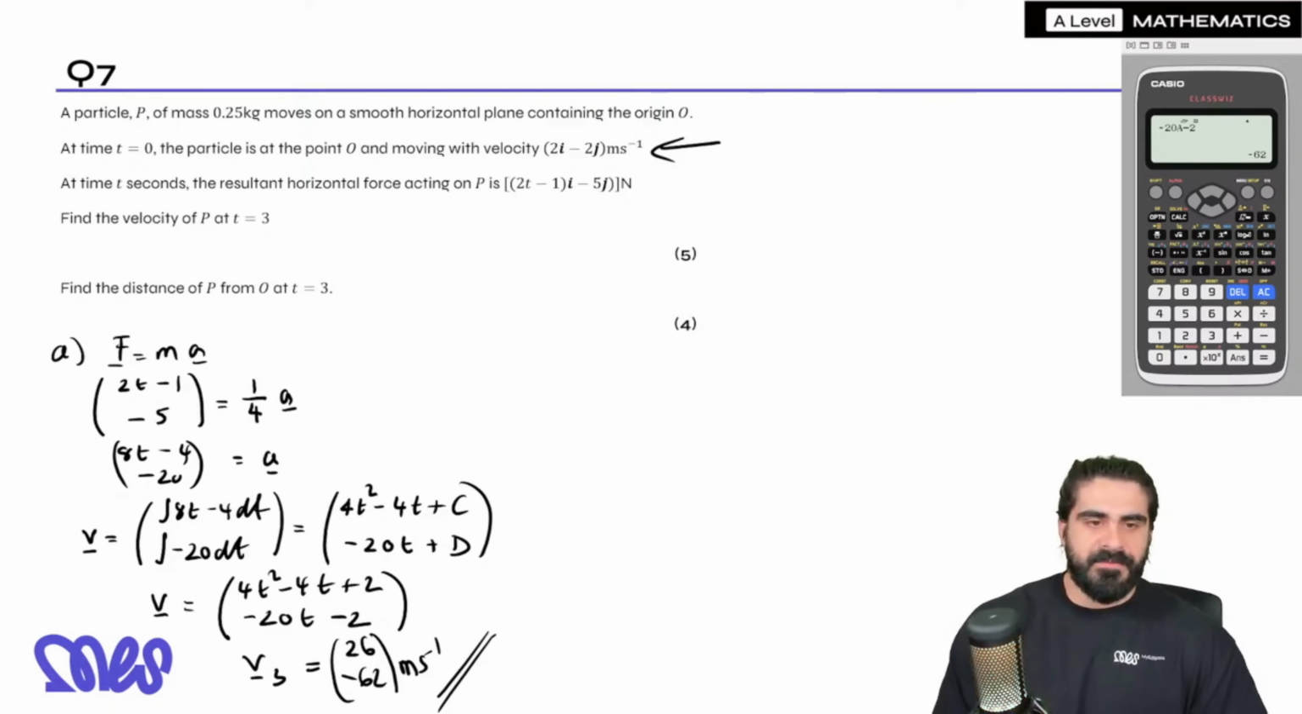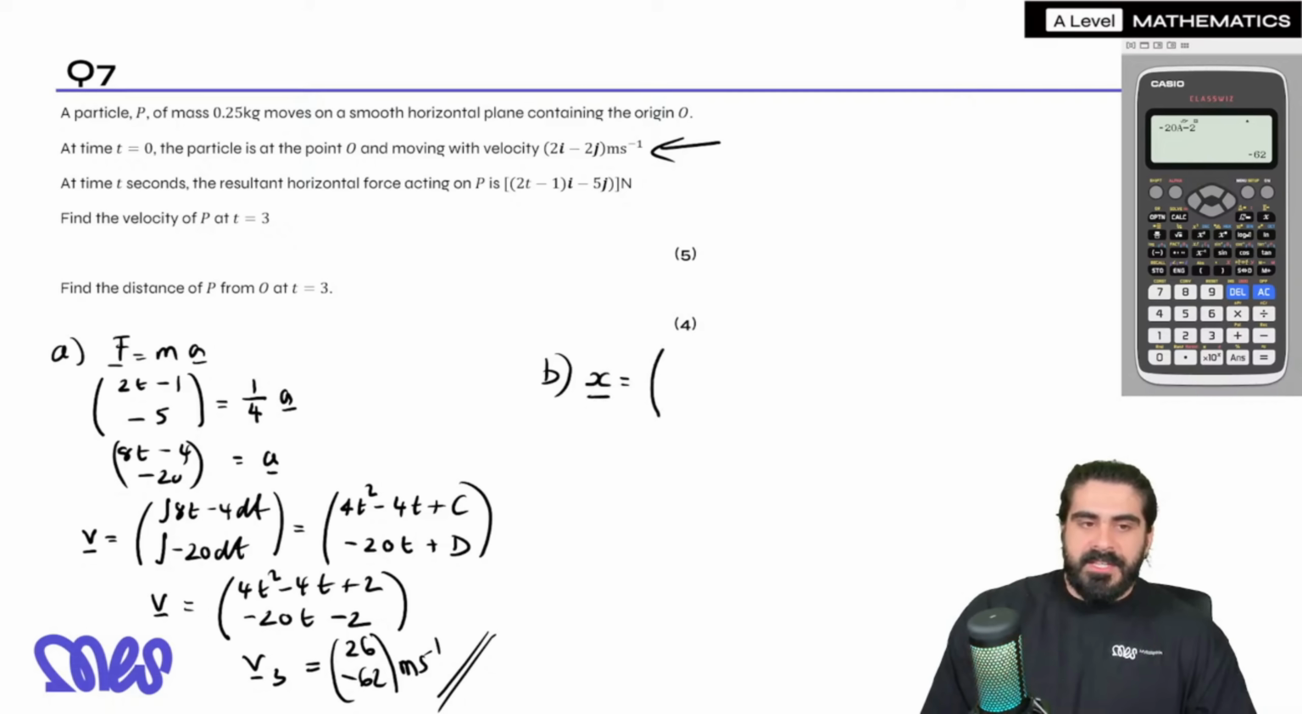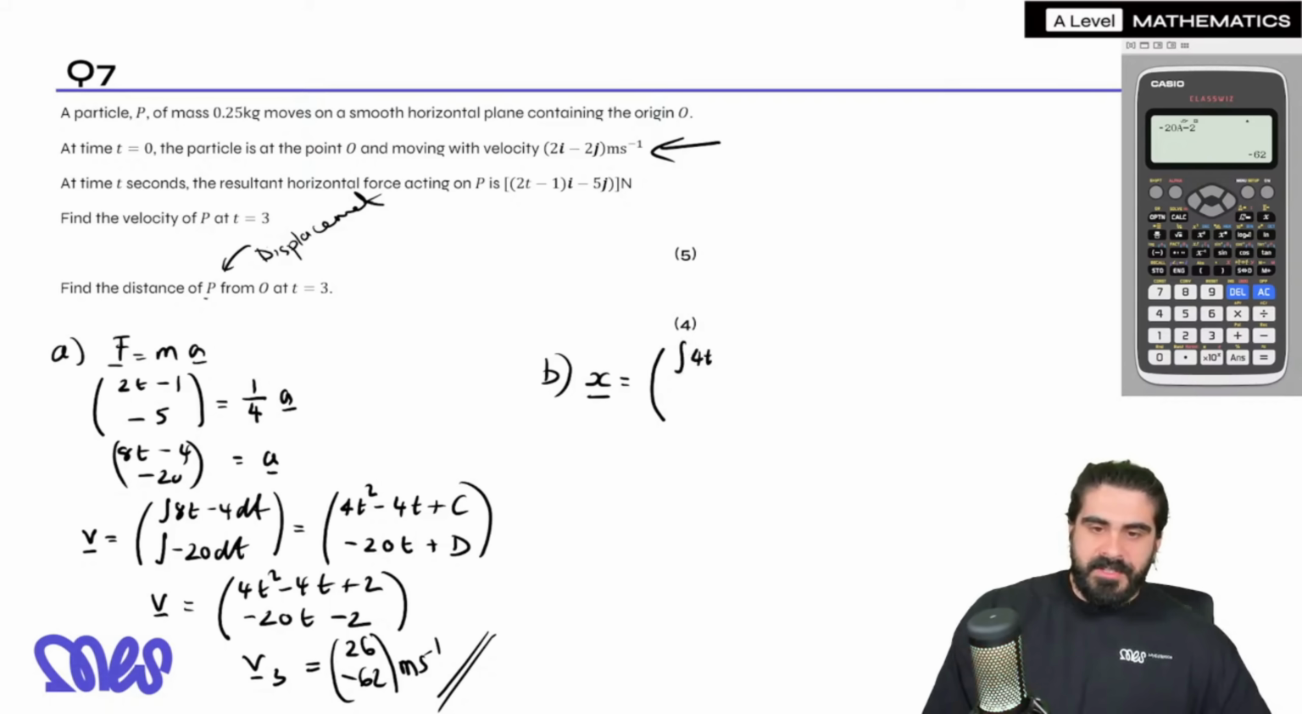Find the distance of P from O at t is 3. I think you guys know what we're going to have to do there. We're going to have to integrate again to get the displacement. Distance of P from O is displacement. Yeah, you're doing it from your initial position. We're going to integrate 4t squared minus 4t plus 2 dt, and integrate minus 20t minus 2 dt.